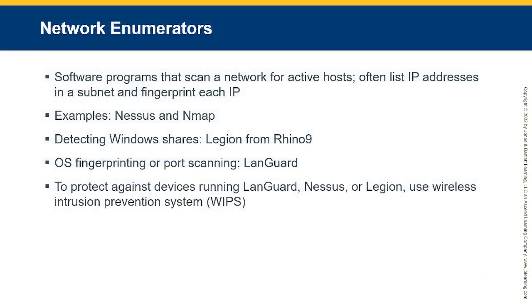You will also have network enumerators. These are software programs that can scan a network for active hosts and often list IP addresses in a subnet and fingerprint each IP. Examples are NetScan and Nmap. You can also detect Windows shares. So Legion from Rhino9 is good. For OS fingerprinting and port scanning, LANguard is good. To protect devices from LANguard, NetScan or Legion, use VPNs.